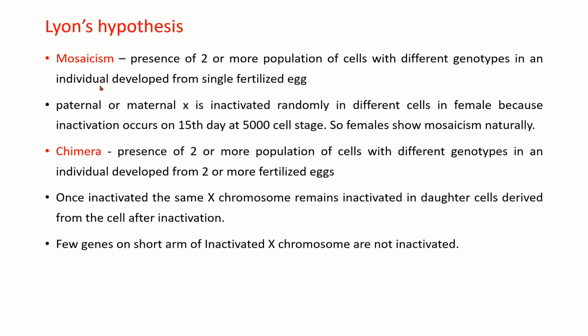So that is why in females normally there will be two cell lines. So presence of two or more populations of cells with different genotypes in an individual developed from single fertilized egg is mosaicism. The same thing, presence of two or more populations of cells with different genotypes in an individual developed from two or more fertilized eggs is called chimera. So point to remember is, once inactivated, the same X chromosome remains inactivated in daughter cells derived from cell after inactivation. So few genes and short arm of inactivated X chromosomes are not inactivated. They escape inactivation.